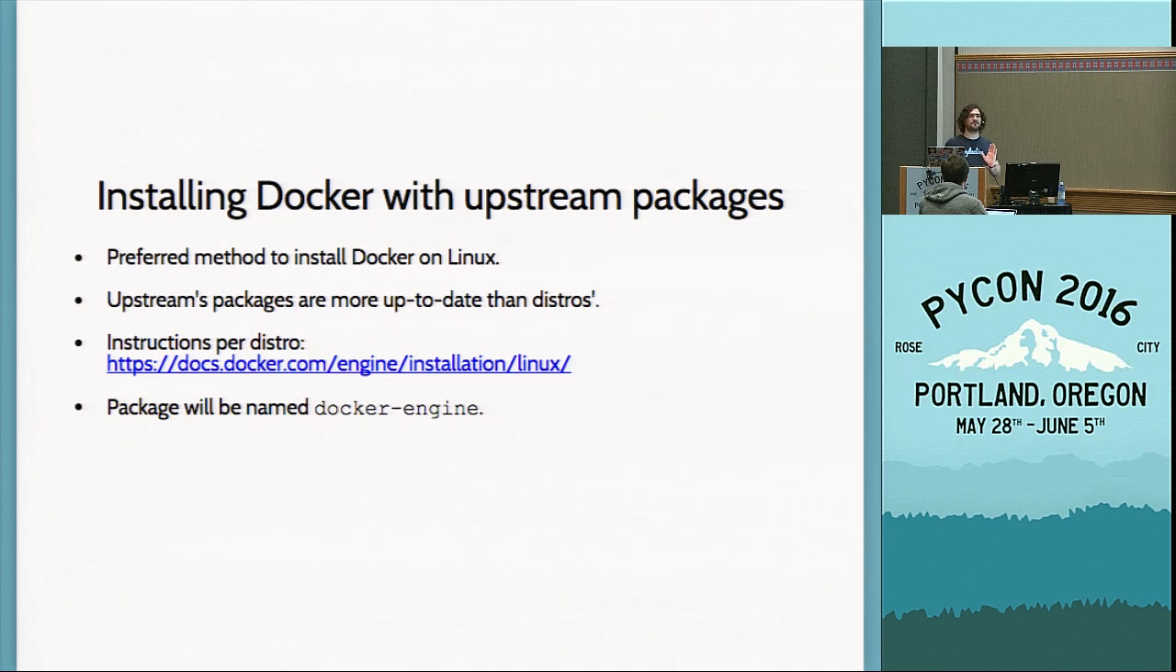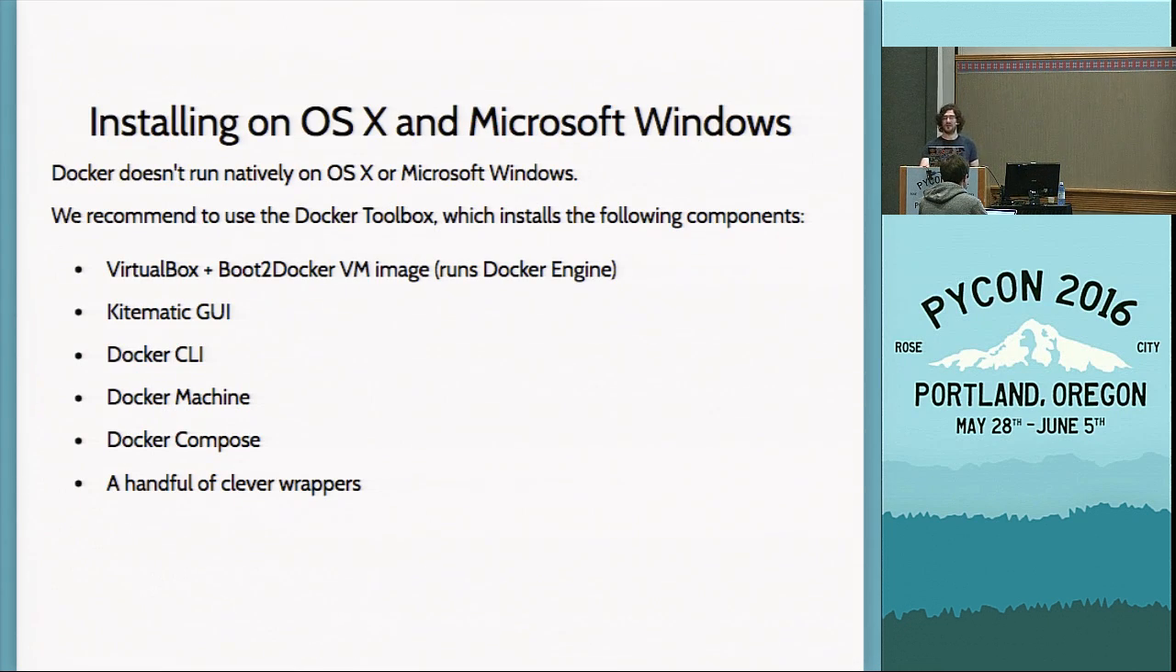So that's why for now it's better to use upstream packages unless there is a strong, compelling reason for you to use the distro's packages, like support or something like that. If you are not on Linux, if you are on OS X and Windows, there is something called the Docker Toolbox, which is a kind of big bundle that comes with VirtualBox, plus a little VM running Docker, and a bunch of wrappers so that you can use Docker almost as if it were local.